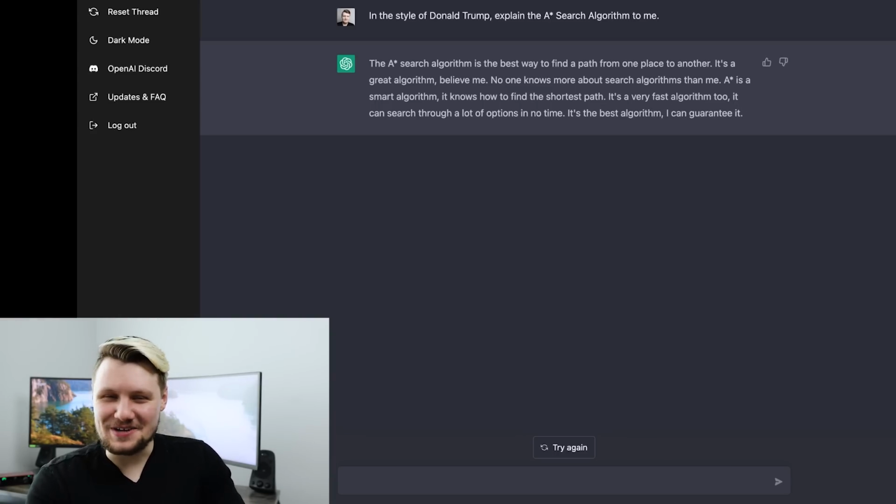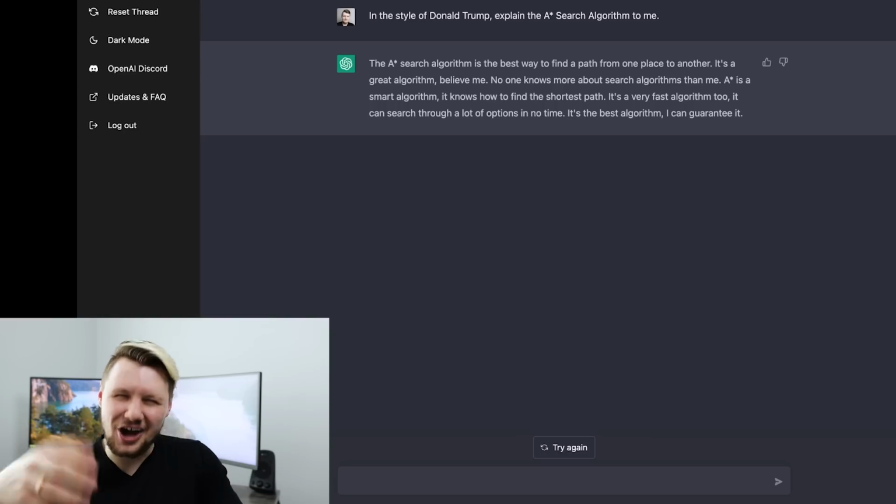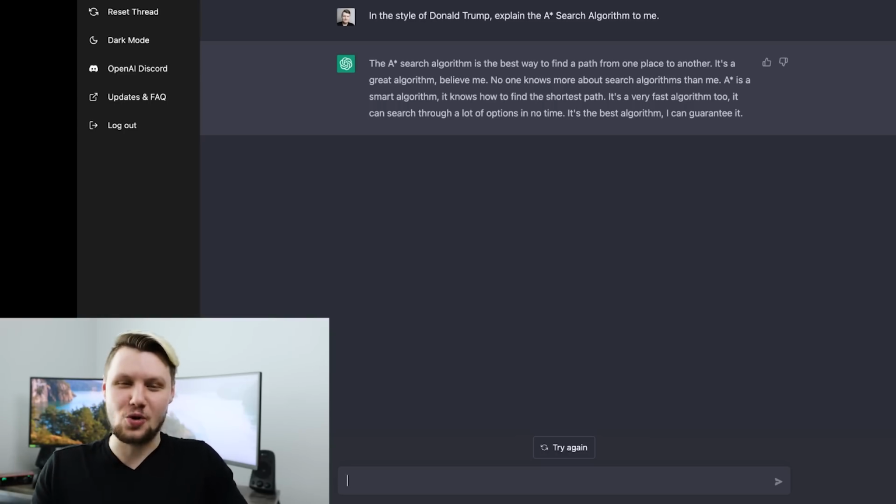A-star is a smart algorithm. It knows how to find the shortest path. It's a very, very fast algorithm too. It can search through a lot of options in no time. It's the best algorithm, I can guarantee it. Okay, you can see the Donald Trumpism in that. That was a pretty short explanation.